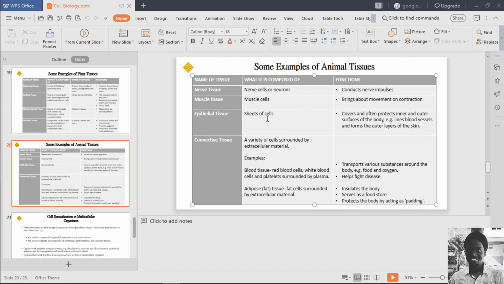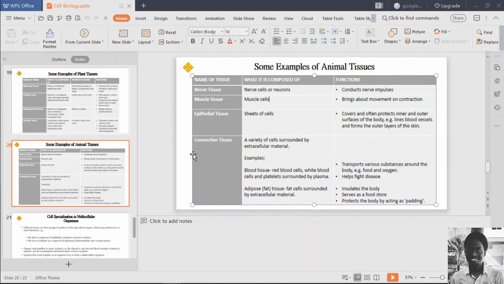Epithelial tissue consists of sheets or layers of cells, and these epithelial tissues cover and often protect inner and outer surfaces of the body. For example, they line the blood vessels, they form the outer layers of the skin, and they line the digestive tract. So apart from nerve tissue, muscle tissue, and epithelial tissue, you also have connective tissue.